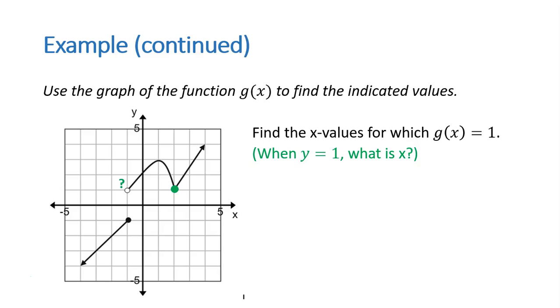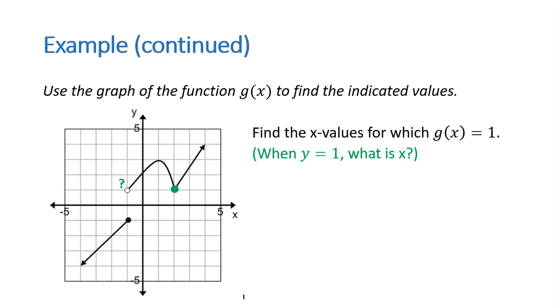So it is a point that has a y coordinate of 1. So x equals 2 is one of the x values for which g of x is equal to 1. Now what about the point on the left? I've got a question mark there. Is that another point where y is 1?